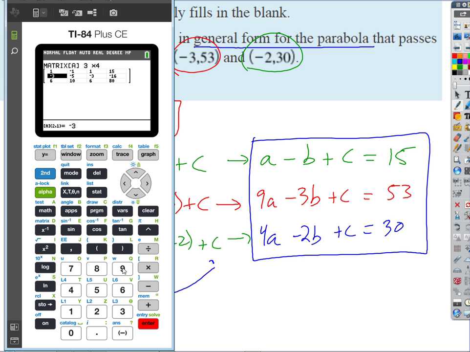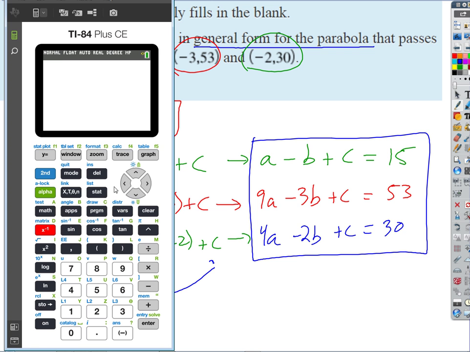Next row. Coefficient of A is 9. Coefficient of B is -3. Coefficient of C is 1. Constant is 53. Third row. Coefficient of A is 4. Coefficient of B is -2. Coefficient of C is 1. Constant is 30.